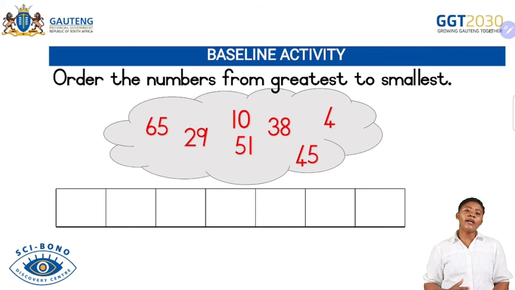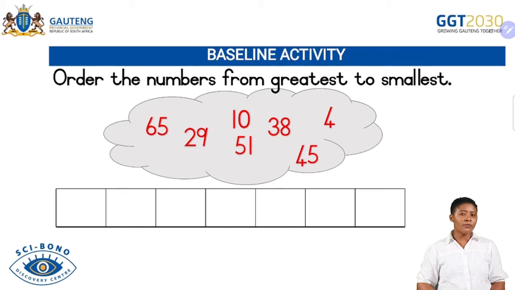Now I want us to order the numbers from greatest to smallest. Remember, when we say from greatest, it means we order our numbers starting from the biggest to the smallest. We still have the following numbers: 65, 29, 10, 51, 38, 45, and the last number is number 4. Can you see, grade 2s? Let's order our numbers from the greatest to the smallest.